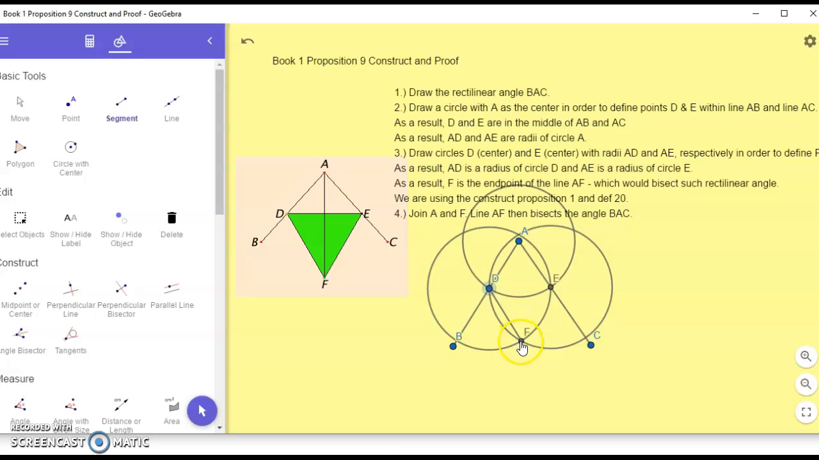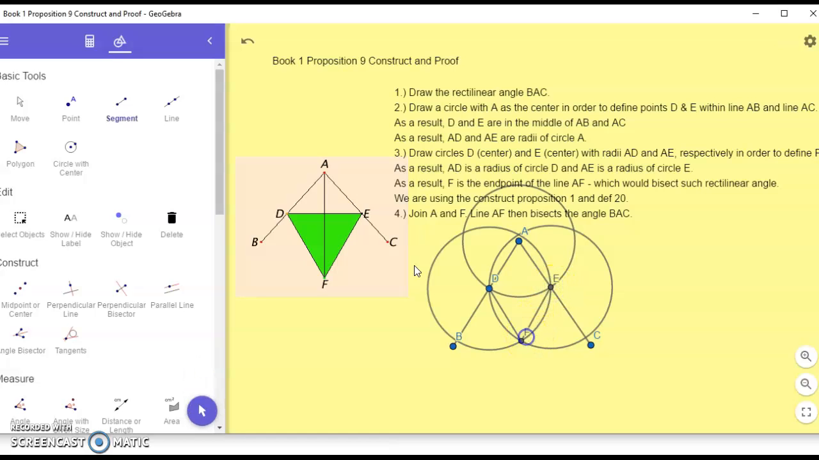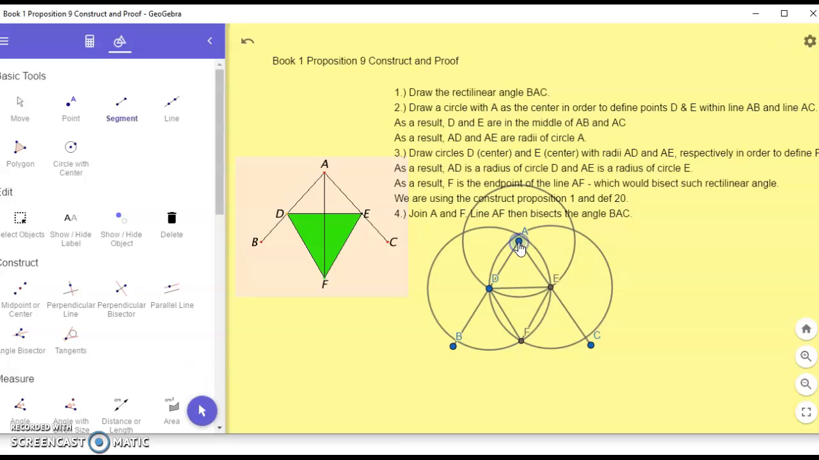All right, so let's now construct the equilateral triangle. Side DF, side EF, and side DE. We will then join points A and F to have the line segment AF. So there you have it. That's the figure of Proposition 9. So let's proceed to the proof.